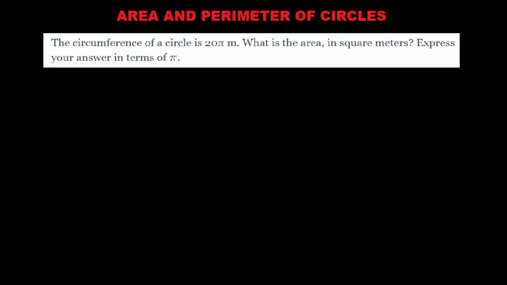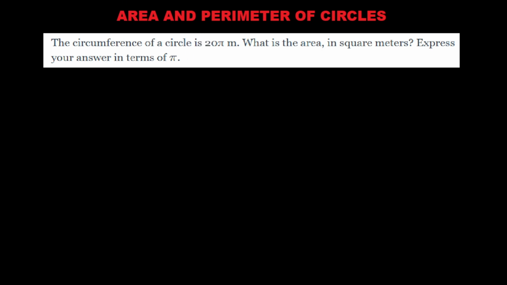This final problem is going to combine perimeter and area in the same question. It says the circumference of a circle is 20 pi meters. This is in terms of pi, so we're not going to be multiplying or dividing by 3.14. And circumference is another name for the perimeter of a circle.